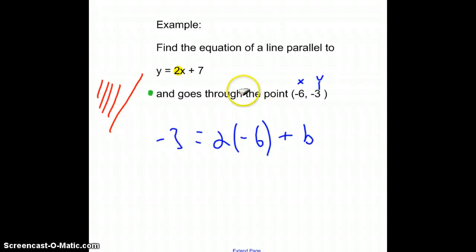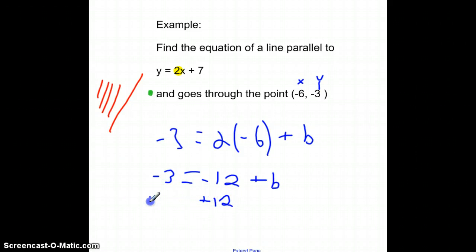Take a look here. We got it all set up and plugged in. From here, this is -12 plus b, and over here we got -3. Again, we've got to find out what b is. In this case, we have to get b all alone. Let's add 12 to both sides, plus 12, plus 12. So we end up with 9 equals b.